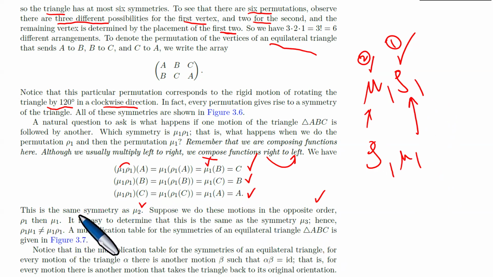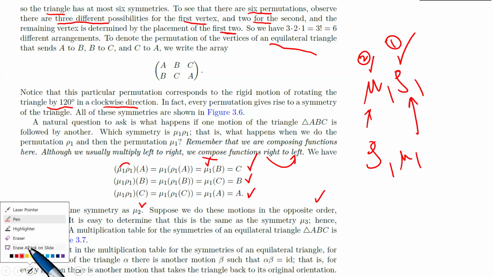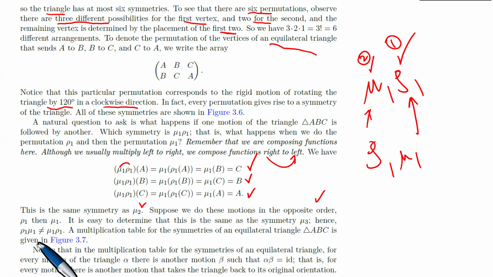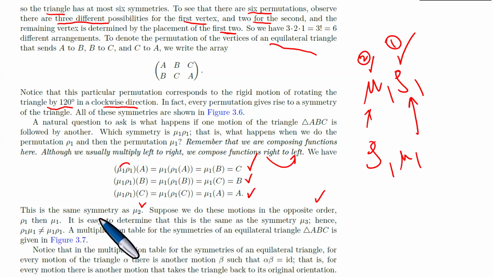Obviously it produced mu1, but I want to mention something here. And then it produced C. The author of the book was quick to say this is the same symmetry as mu2. Because what does mu2 do? It takes A to C, fixes B, and C goes to A. Let's check.